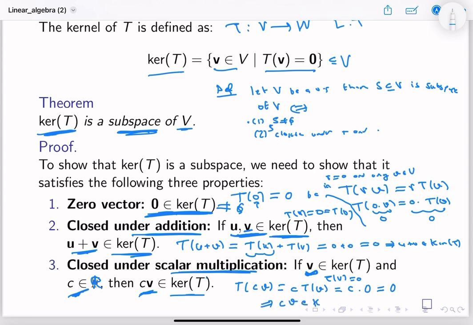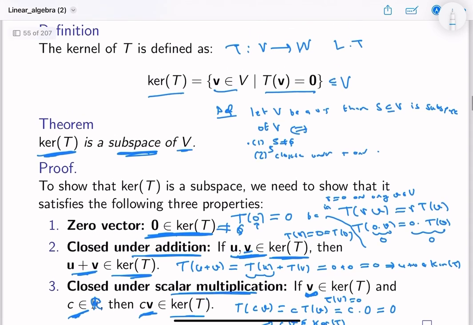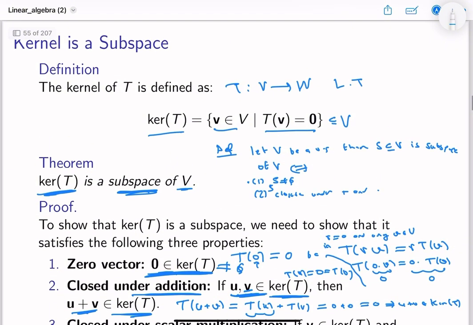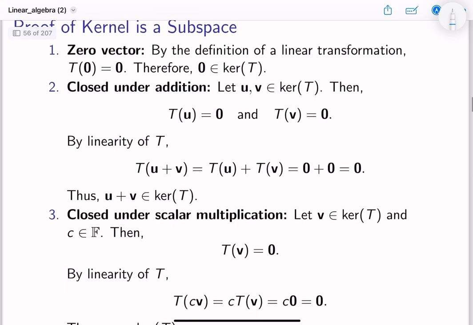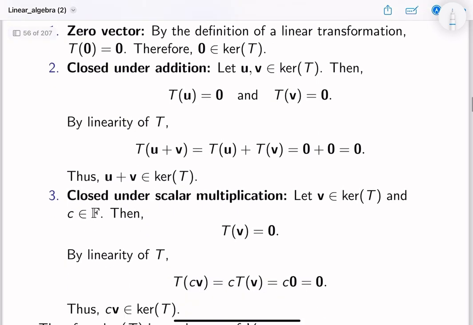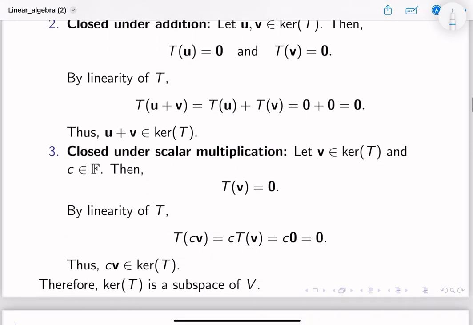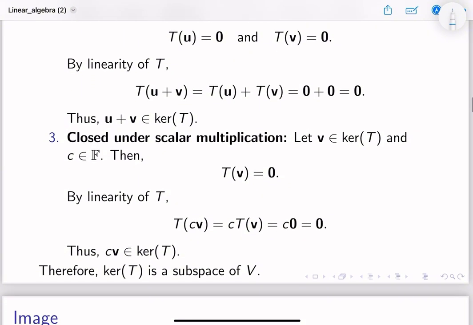But any number times the 0 vector is the 0 vector, and thus this implies that c v is actually in the kernel of T. So this proves that the kernel is a subspace of the domain, a subspace of V. And this happens for any linear transformation T. This is very important to keep in mind. Anyways, here's a cleaner solution for you if you want to look at this.